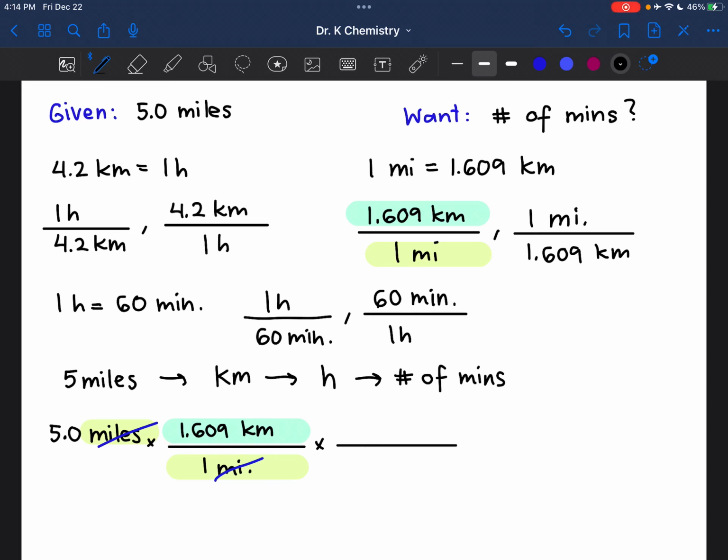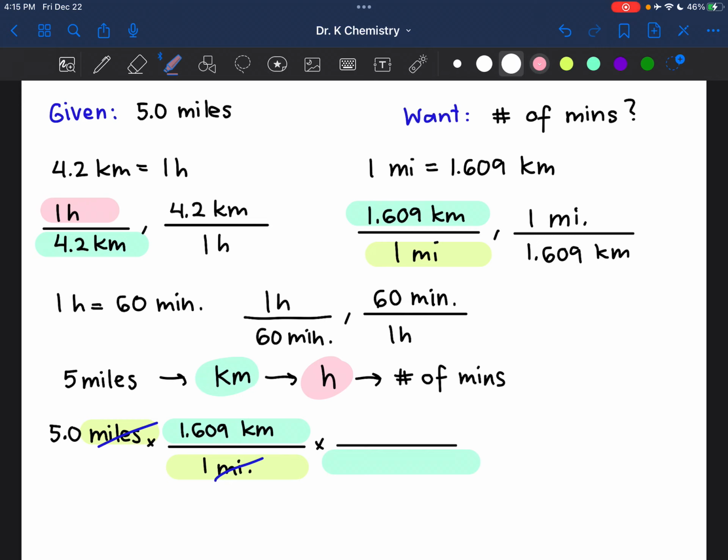Okay, we're definitely not done because we're trying to get to the number of minutes. So there's another conversion we need here. So we're not really interested in kilometers either, which means I'm going to have to get rid of that. So next, kilometers will go on the bottom. So we are here right now and we're trying to get from kilometers to hours. So I need to find a conversion that connects those two. And there's one right here.